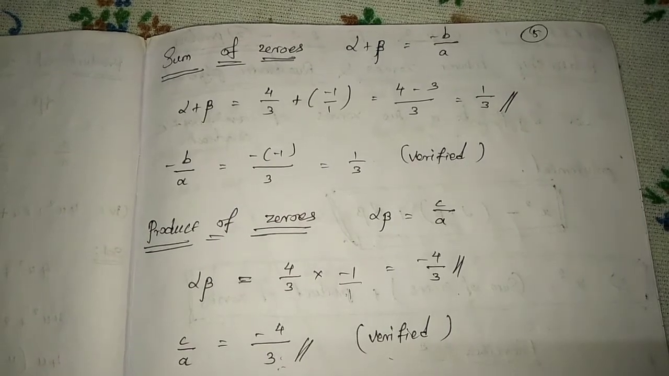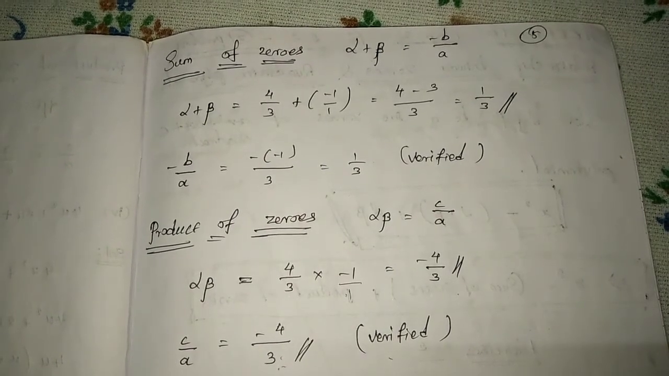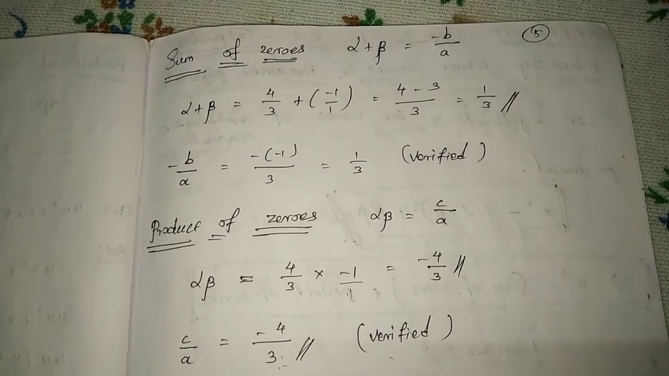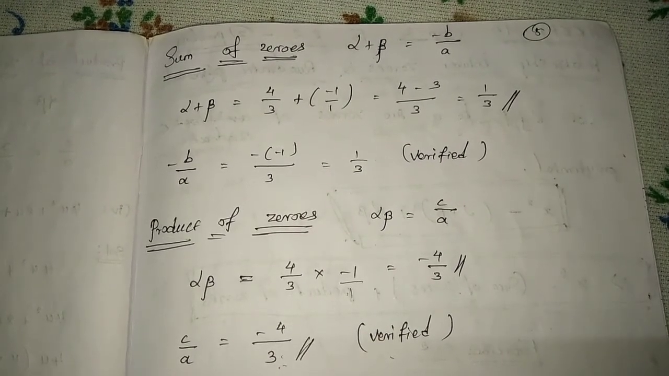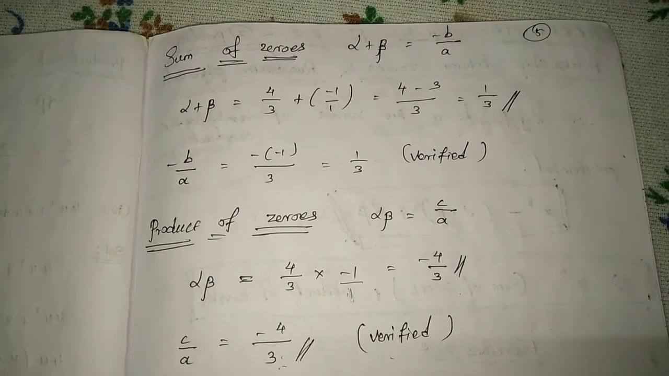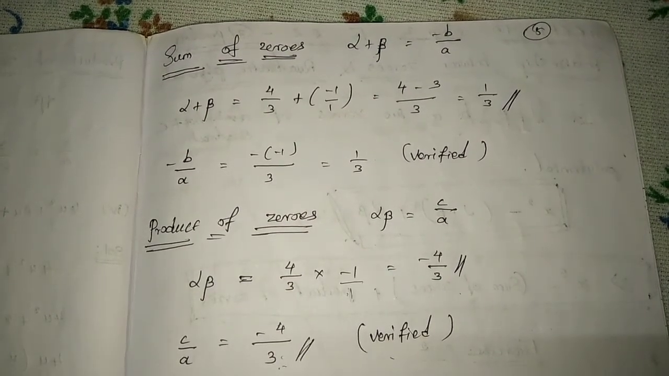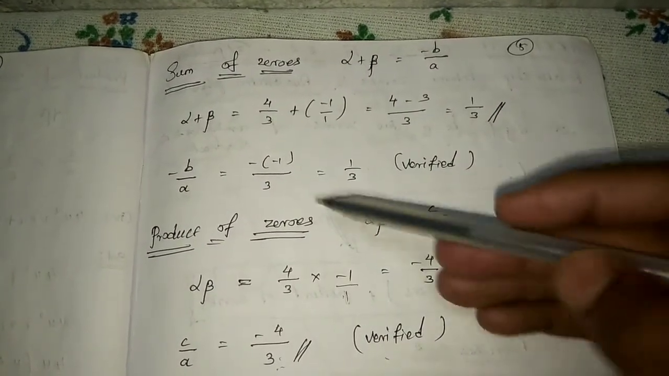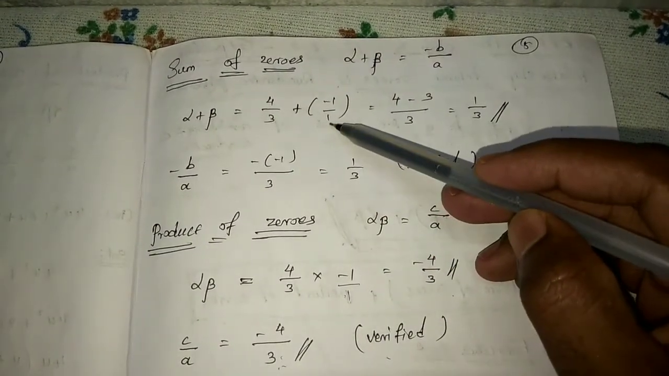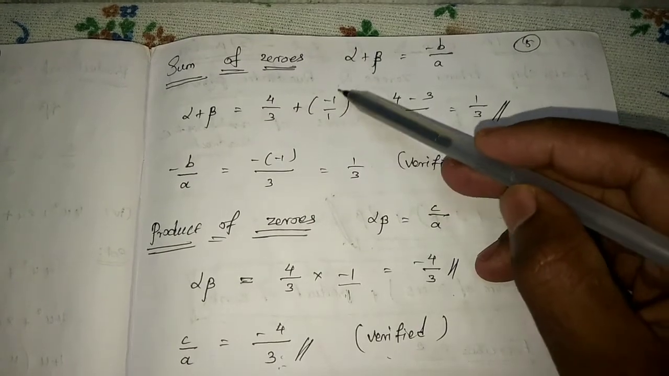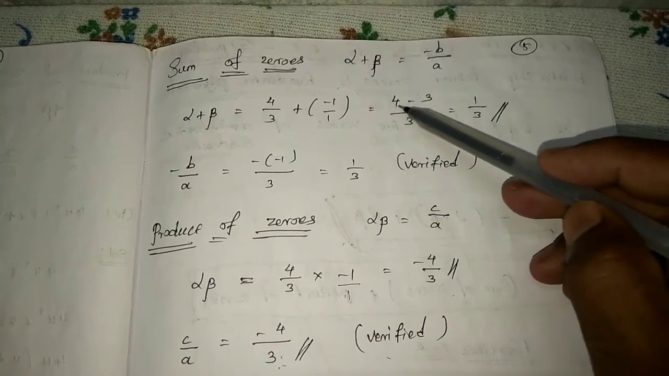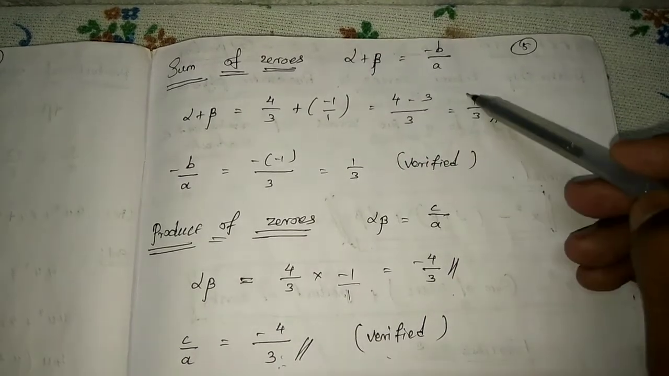Now we can check the relationship between the zeros and coefficients. So sum of the zeros, alpha plus beta is equal to minus b by a. Taking the left hand side, alpha plus beta is equal to 4 by 3, beta value minus 1, that is minus 1 by 1. Now we take the LCM of 3 and 1, that is 3. Here 4, here 3. When you multiply 1 by 3, it becomes 3, so we multiply the same number here also. So minus 1 into 3, so minus 3. So 4 minus 3 by 3, so 1 by 3.